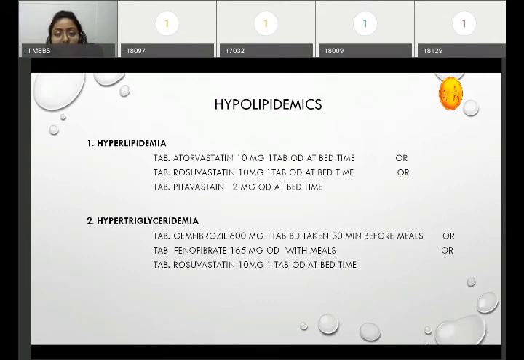Coming to the second condition, that is hypertriglyceridemia. What happens here? There are more levels of triglycerides in the blood. Okay. So the most effective drugs for triglycerides are these fibrates. Fibrates are lipoprotein lipase activators. Okay. So what is this lipoprotein lipase enzyme?